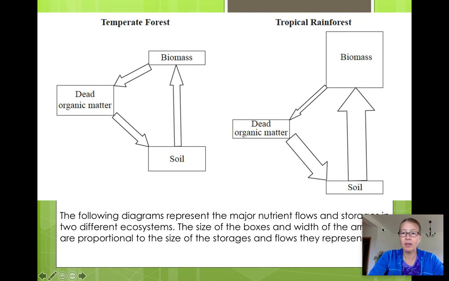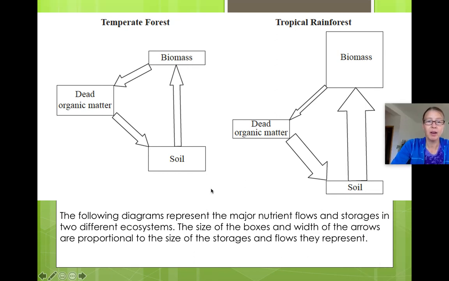Here is another example of a systems diagram, and this is modeling nutrient flow. So if we were to look at nutrients such as nitrogen, organic matter, things like that moving around within a biome or an ecosystem. The boxes here represent where the nutrients are stored. And you can tell because of the size of the boxes that a lot more biomass, a lot more nutrients, is stored in the biomass in the rainforest than it is in the temperate forest, right?